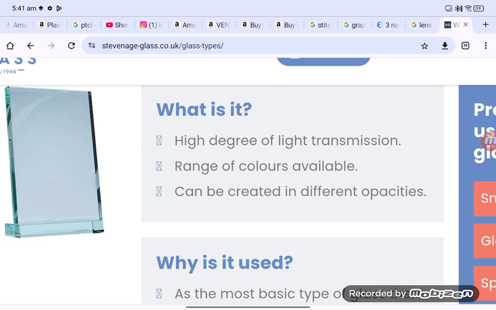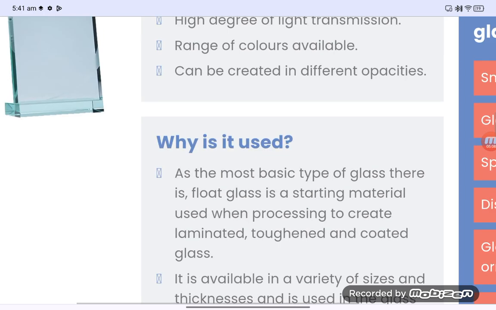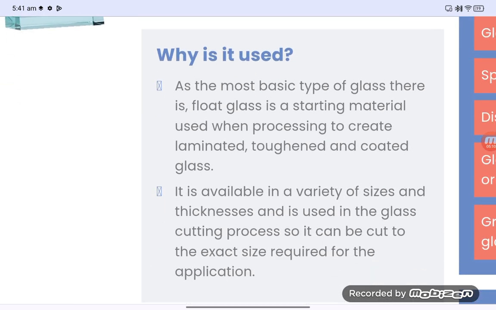Glass, what is it? High degree of light transmission, range of colors available, can be created in different opacities. Why is it used?